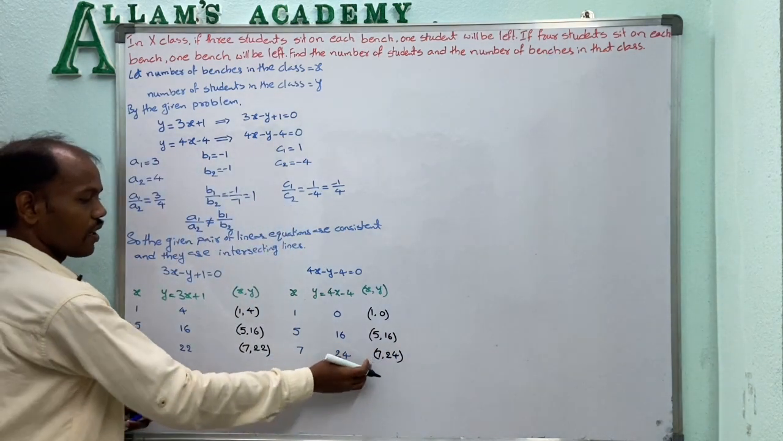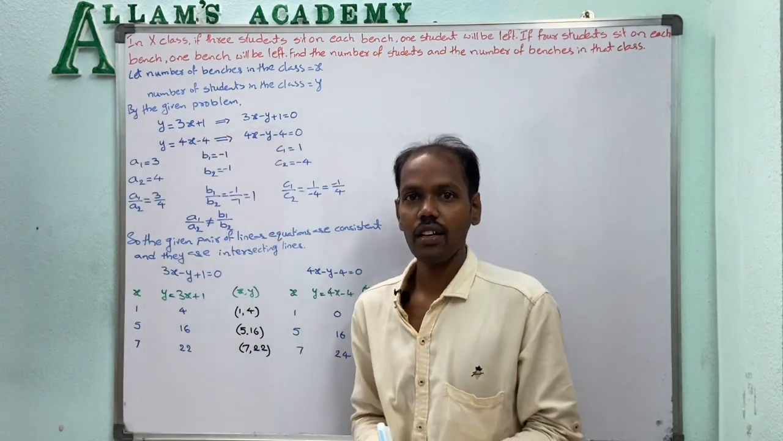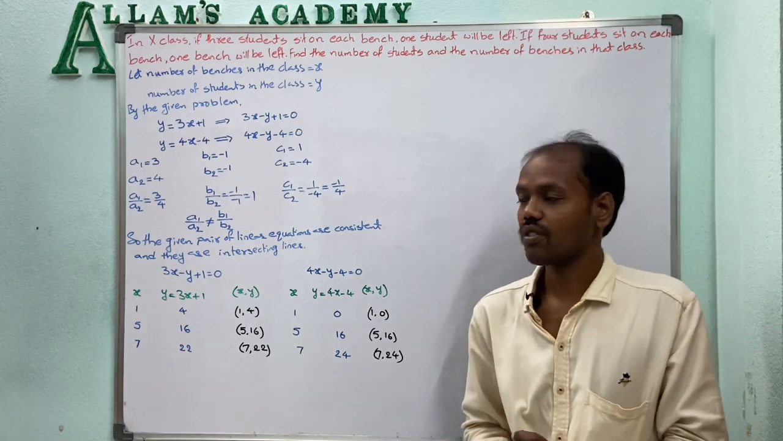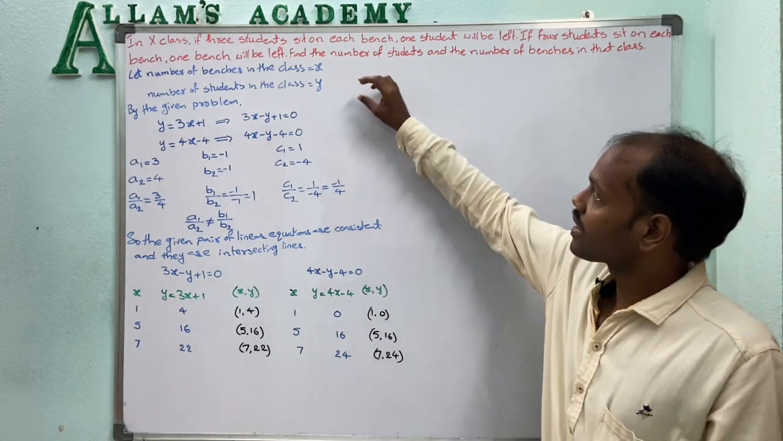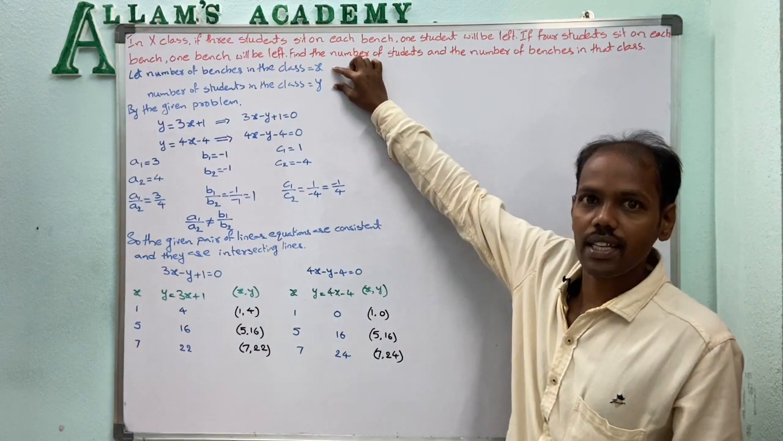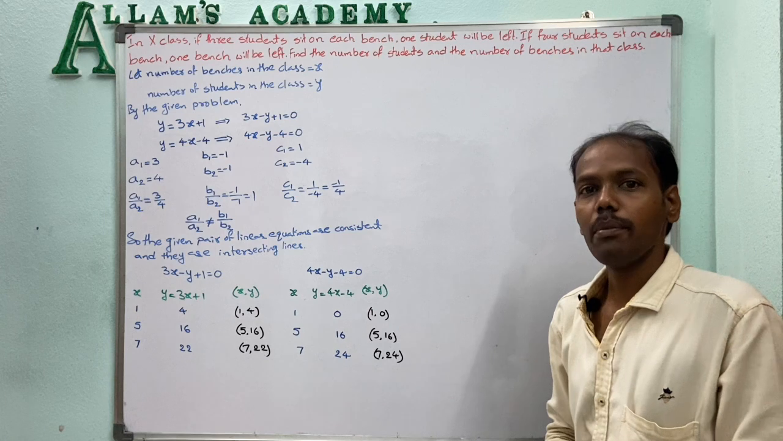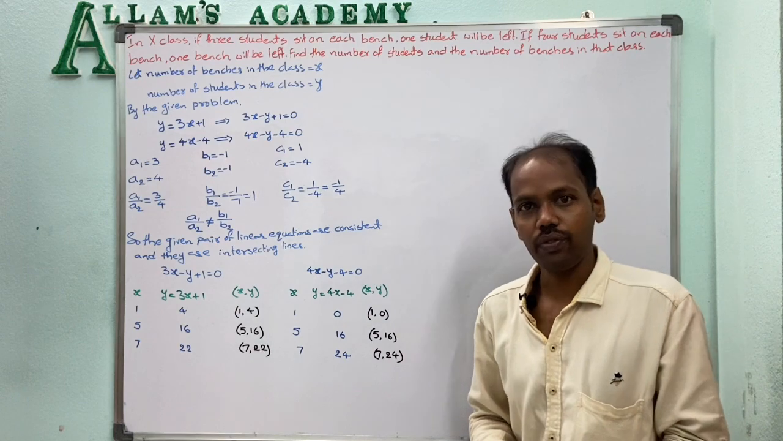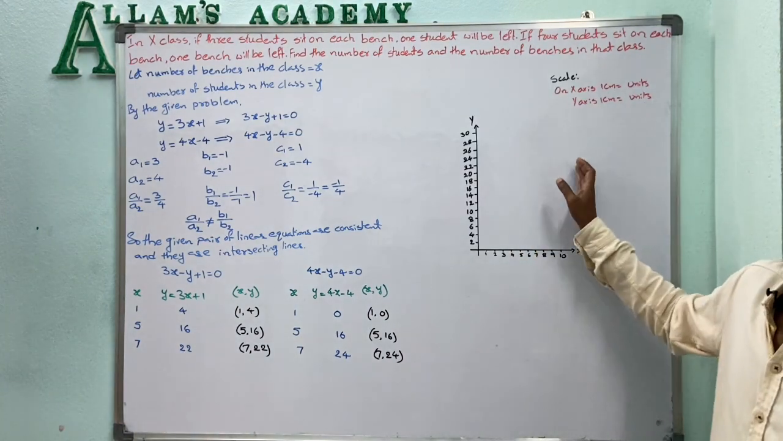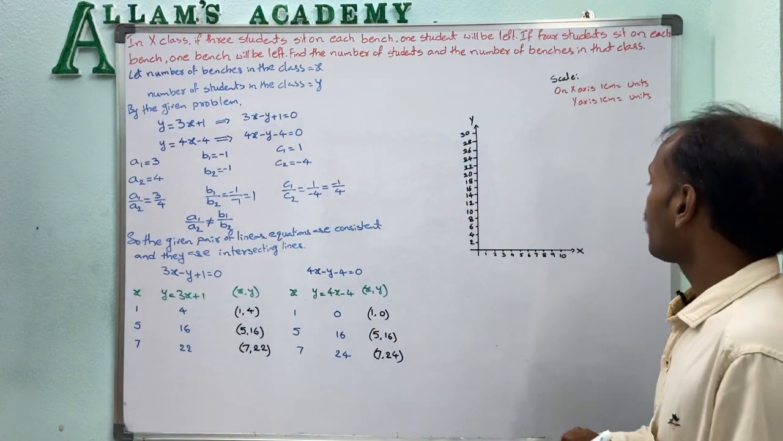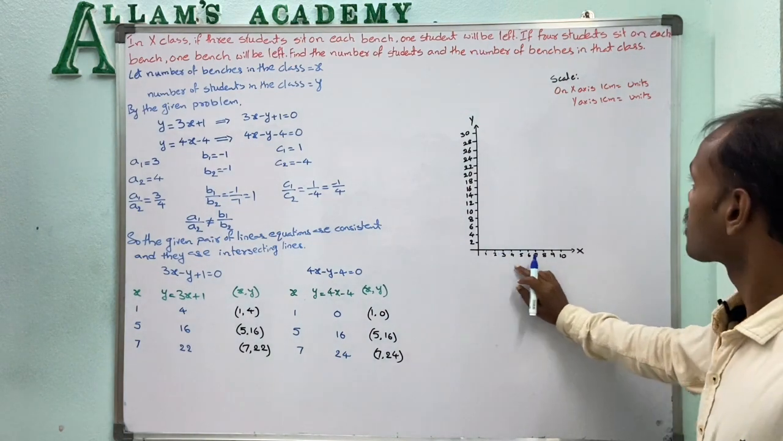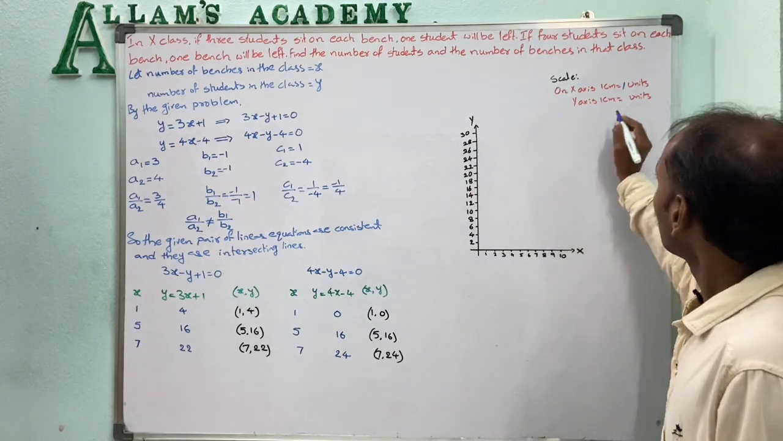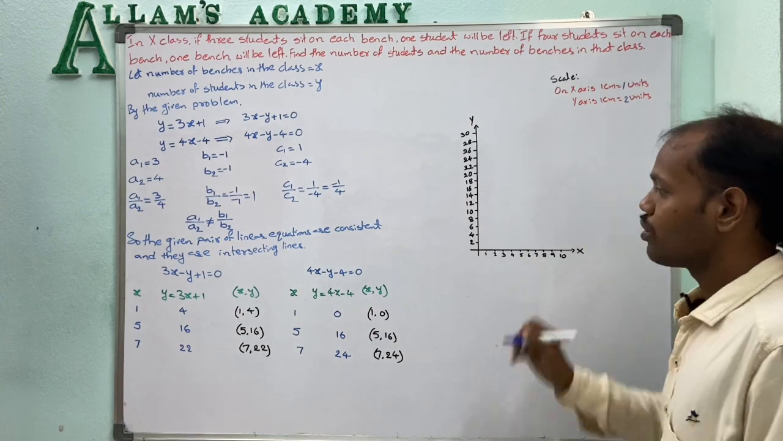Now we locate these points on the graph, and we get the point at which they intersect. That is the answer for the solution. Here we have to find the number of students and number of benches in the class, so they are positive numbers only, so we take only the first quadrant of the graph. Now on the graph, on the x axis we take each 1 centimeter equal to 1 unit, and on the y axis for every 1 centimeter equal to 2 units.